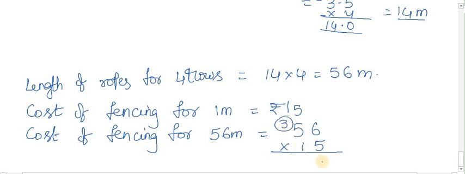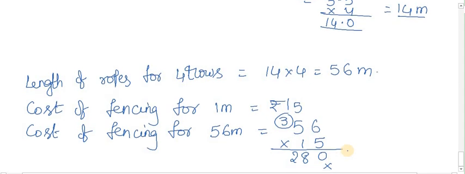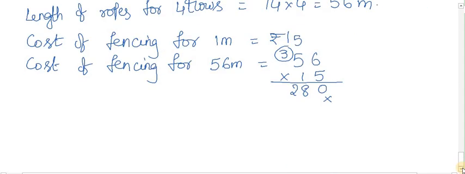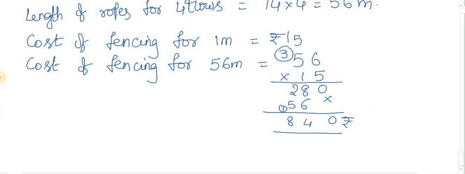Now here I am doing with 5 table and 1 table. 5 6s are 30, 5 5s are 25 plus carry 3, 28. And now 1 table, 1 5 is 5, 1 6 is 6, 1 5 is 5. And now add: 0, 8 plus 6 is 14, 2 plus 5 is 7, 7 plus 1 is 8. So we need 840 rupees to fence my flower bed with 4 rows of ropes. Okay, now we'll move on to the next question.